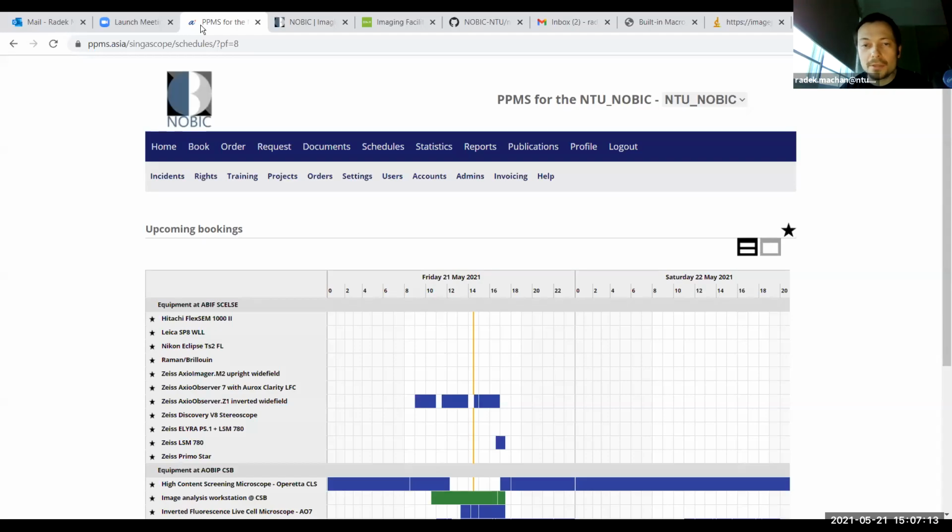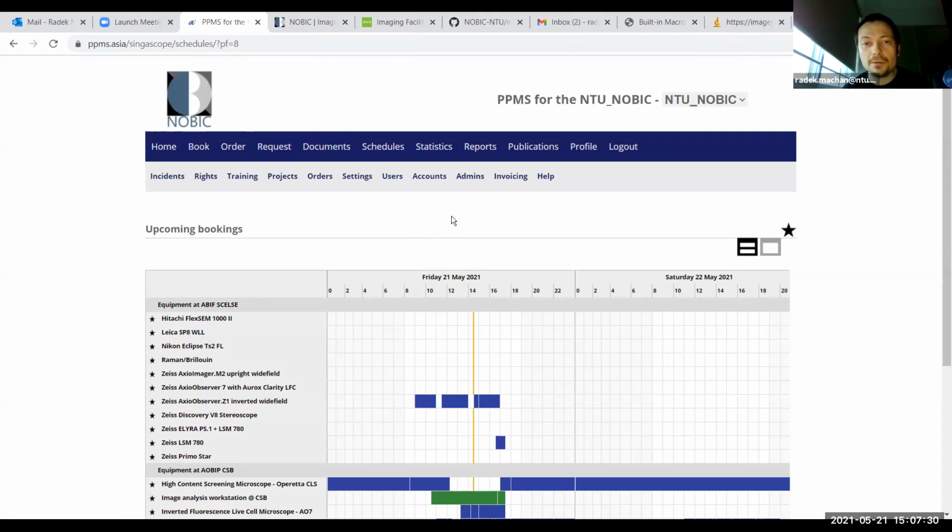So I will share my screen. And what you see now, hopefully, is the booking system. So that's where you can book your time slots for using the equipment at the facility.